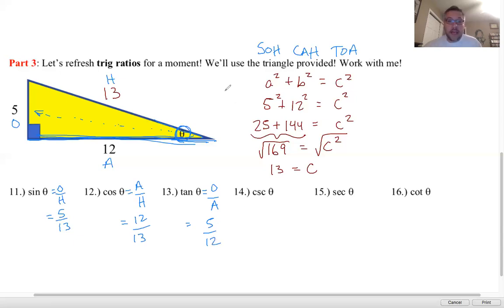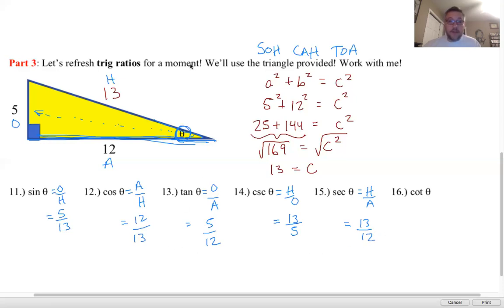Cosecant. Cosecant is related to sine. It's the reciprocal of sine. So if sine was O over H, cosecant is H over O. So it's just the flip. So if sine was 5/13, this is 13/5. Secant is related to cosine. They're reciprocals. So if cosine was A over H, this is H over A, which is 13 over 12.